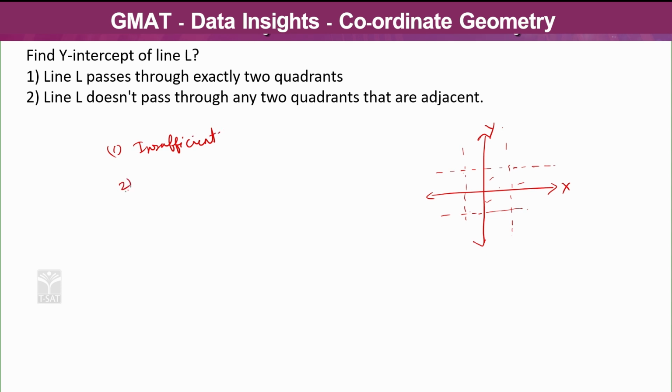And the second statement says that line L does not pass through any two quadrants that are adjacent. That means that it passes through only the center.